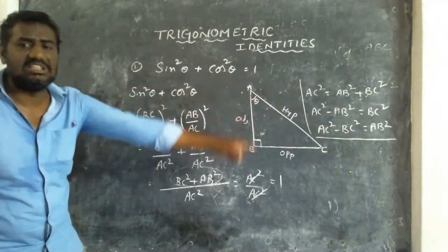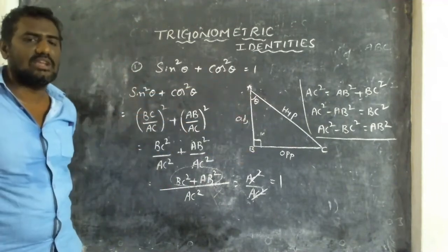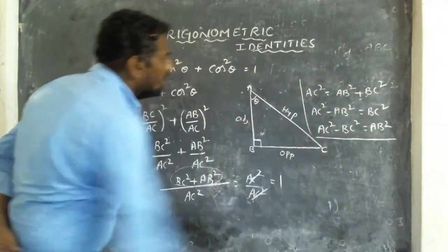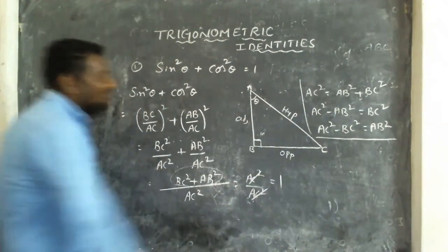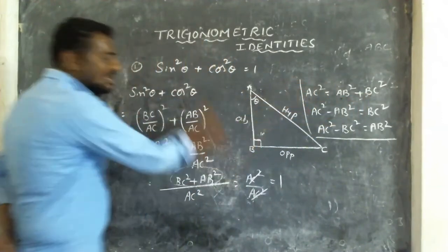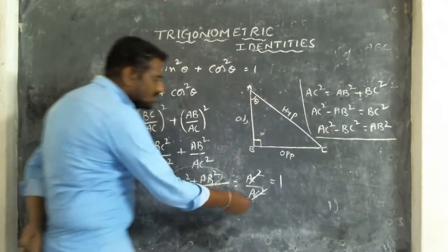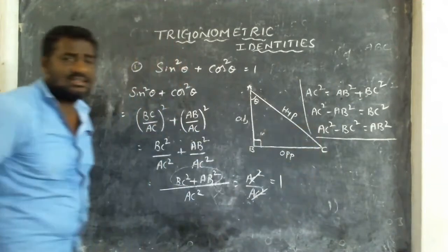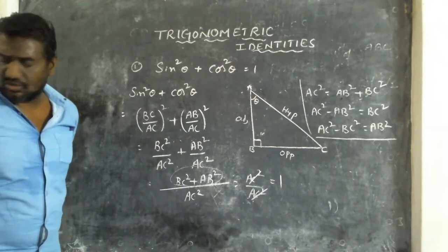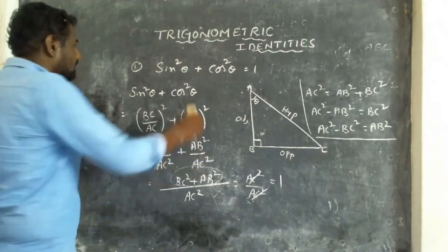Starting I have written three relations. In those relations we can check it. Where is BC square plus AB square? Just look here. In the first case it is there. BC square plus AB square, instead of that we can write AC square. Now AC square gets cancelled and we can write the answer as 1. Okay children, now I understood the proof. Okay.